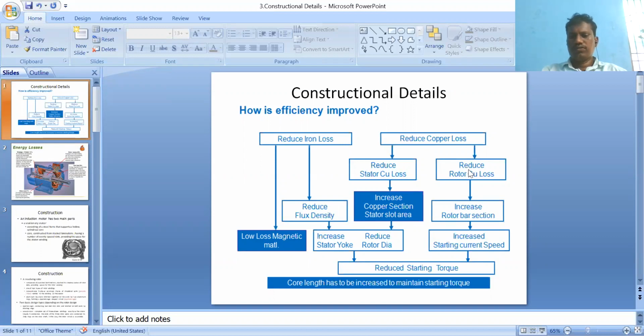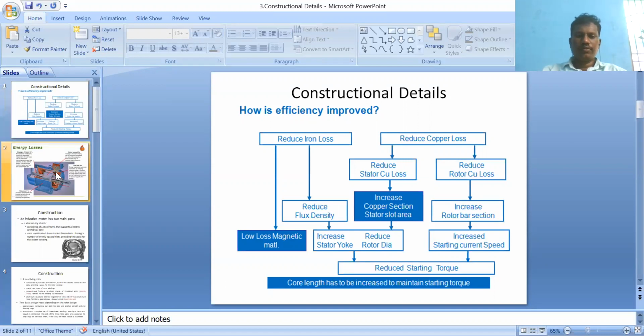What about reducing rotor copper losses? Increase the rotor bar section. That increases starting current and speed also. What about starting torque? It reduces. So by taking these methods in induction motors, the efficiency is improved.